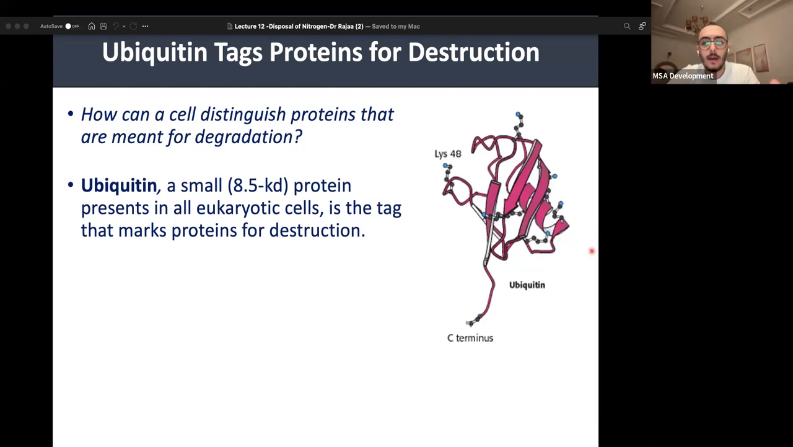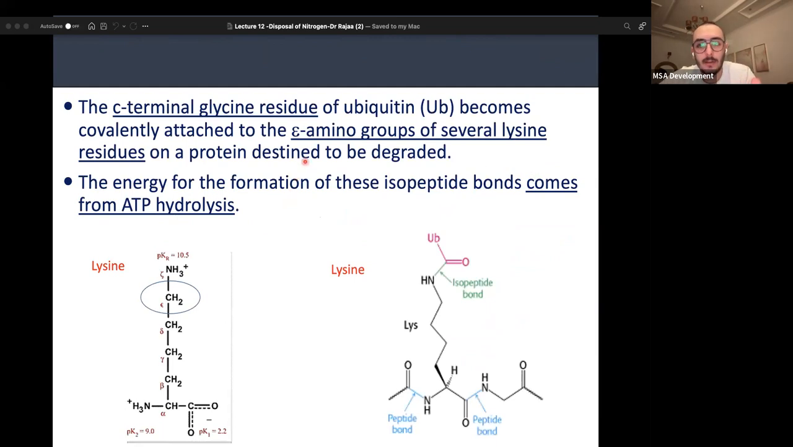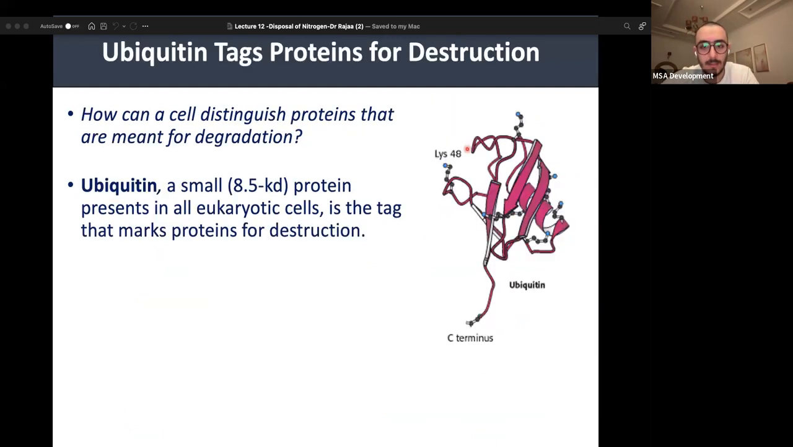You can see here, by the way, it can be misleading. Look at those black dots, this chain with black dots and white bonds. This is the amino acid. The pink thing is the ubiquitin. Yeah, it's big. The C terminus of the ubiquitin will stick to something called epsilon. Let me go to the next slide to make it easier. Epsilon amino group of lysine residues in this case. This is lysine, okay? And this is how it's tagged. You can see here, a small protein present in all eukaryotic cells is the tag that marks the proteins for destruction.